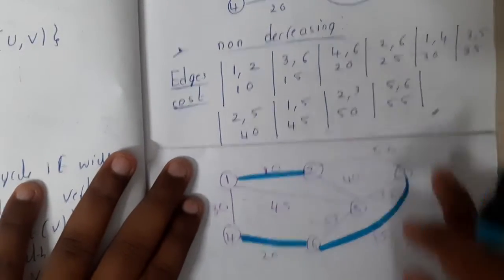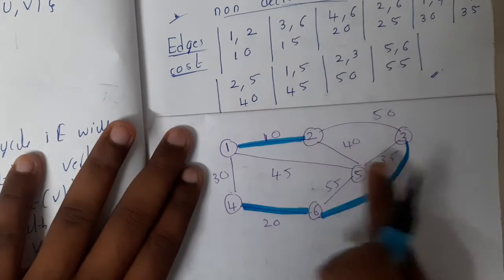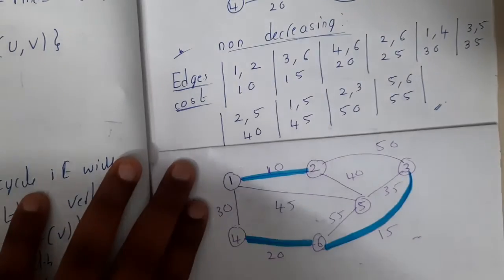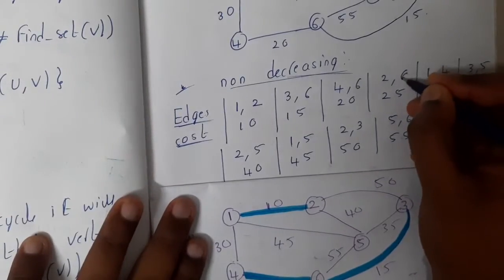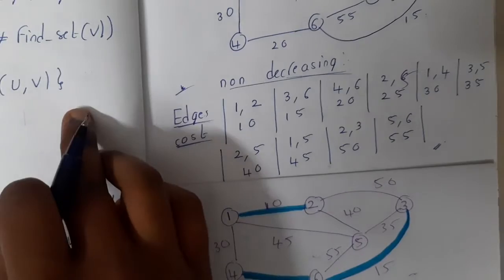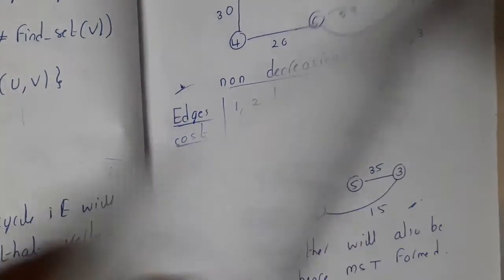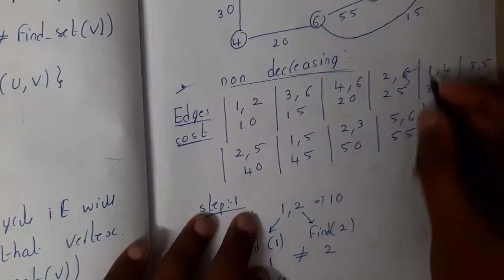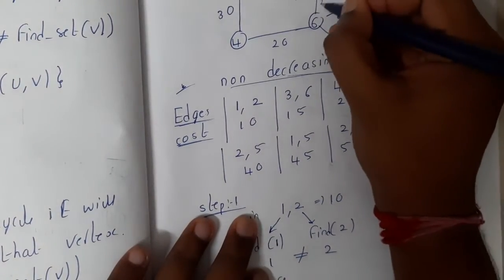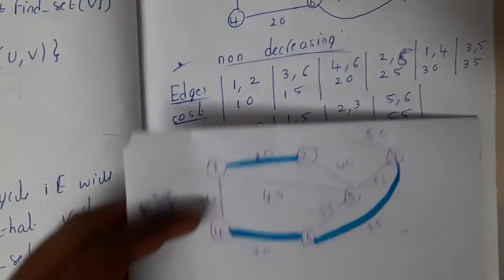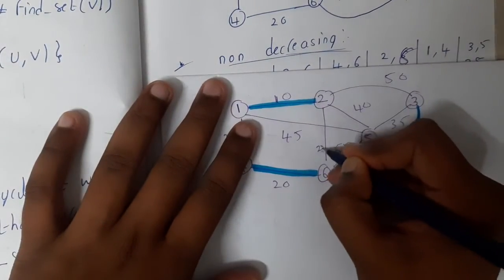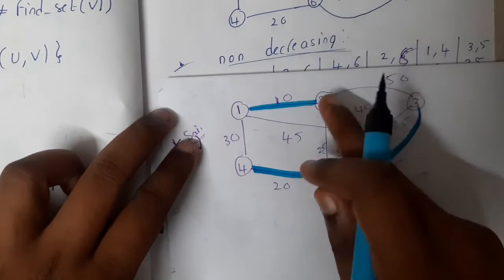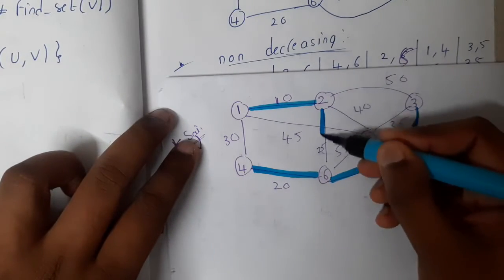Similarly 2, 6. So where is 2, 6? Sorry, my bad. Is it 2, 6 or 2, 5? I'm a bit confused now. It's 2, 6 only. I think I skipped it here. So the cost is 25. Now you check whether 2 and 6 are connected previously. Is there any path between them? No. So then you will connect them.